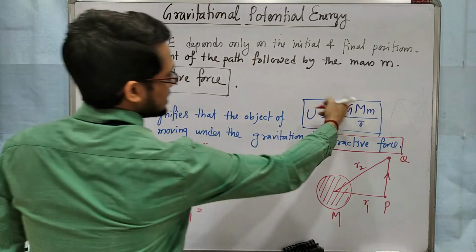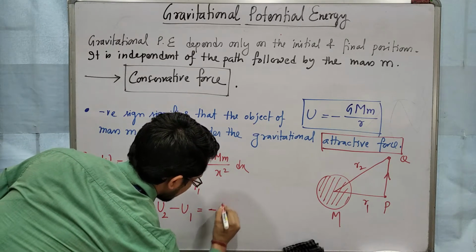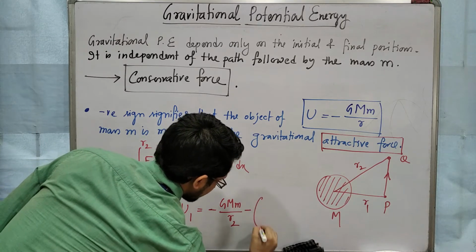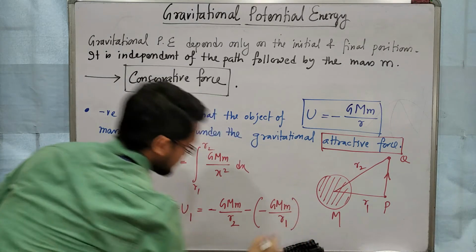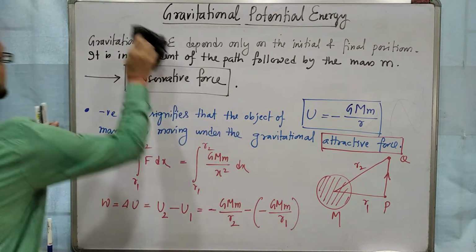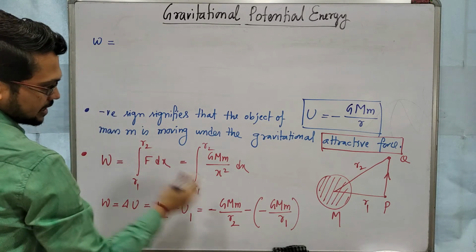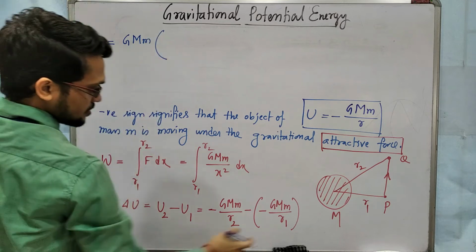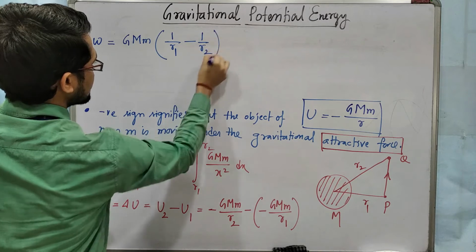So U2, this is the formula that you all know now. So U2 means you will get minus GMm by r2, minus, minus GMm by r1. Clear? So we will get this kind of thing, that work done equal to, if we take GMm common, then 1 by r1 minus 1 by r2.